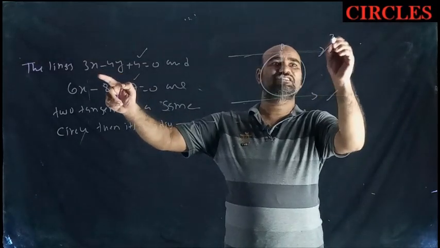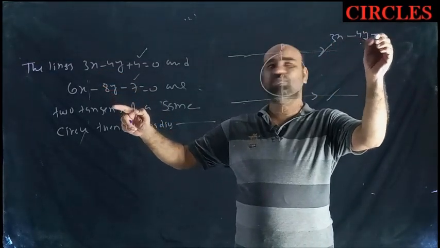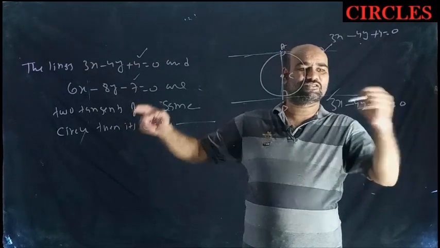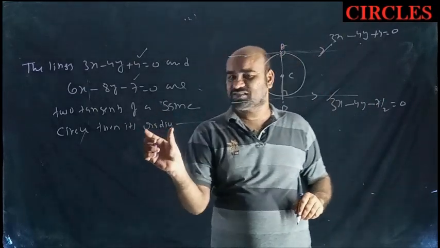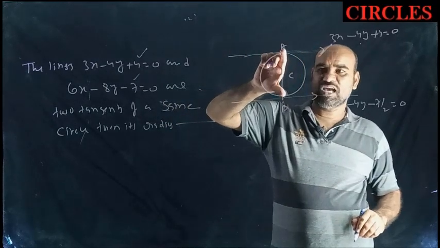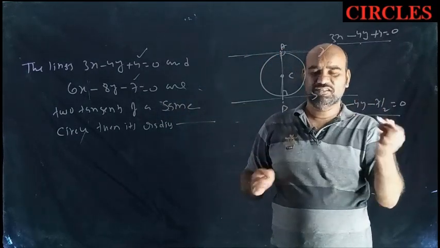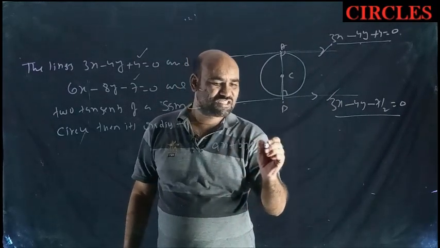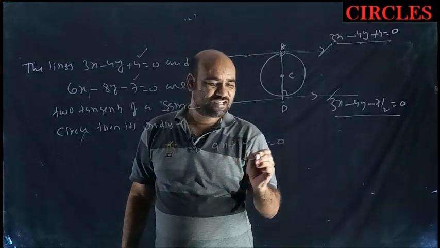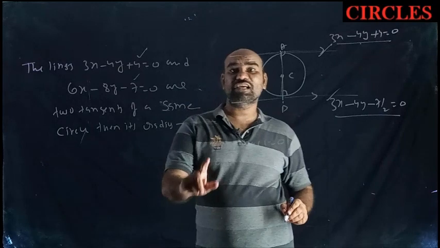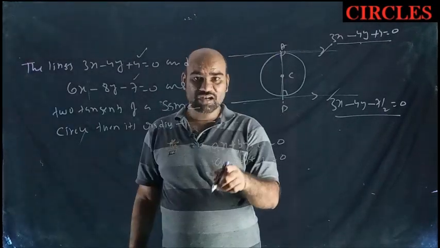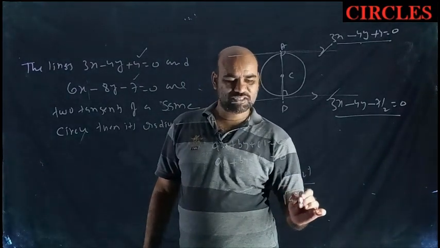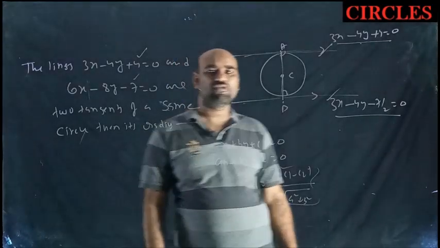In this problem, this is 3x minus 4y plus 4 equal to 0, and this is 3x minus 4y minus 7 by 2 equal to 0. Now what is the question? We want to find the radius, so we need to find the diameter first. Diameter is nothing but the distance between these two parallel lines. Already you know how to find the distance between two parallel lines. Say ax plus by plus c1 equal to 0 and ax plus by plus c2 equal to 0 represent two parallel lines on a coordinate plane. D equals mod c1 minus c2 by root over a square plus b square. This is the formula to find the distance between two parallel lines.